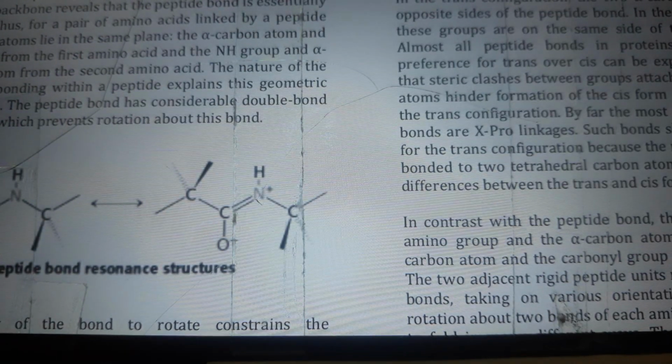Examination of the geometry of the protein backbone reveals that the peptide bond is essentially planar. Thus, for a pair of amino acids linked by a peptide bond, 6 atoms lie in the same plane: the alpha carbon atom and CO group from the first amino acid and the NH group and alpha carbon atom from the second amino acid. The nature of the chemical bonding within a peptide explains its geometric preference.